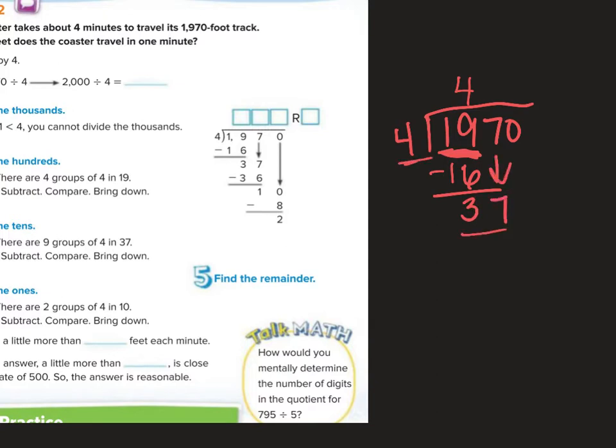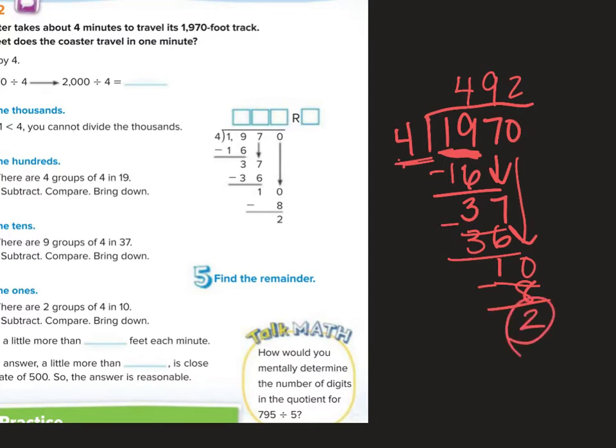Divide. 37 divided by 4. Well, I know 4 times 8 is 32. 4 times 9 is 36. Ooh, yeah. Multiply. 4 times 9 is 36. And subtract. 1. Bring it on down and bring it on back. Divide. 10 divided by 4 is 2. Multiply. 4 times 2 is 8. And subtract. 10 minus 8 is 2. There's nothing else to bring down, so this is my remainder. Okay, so we get 492, remainder 2.